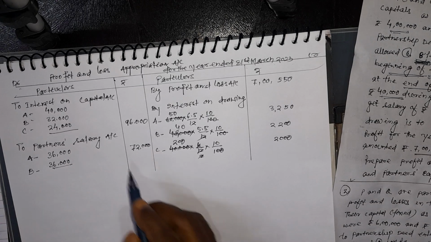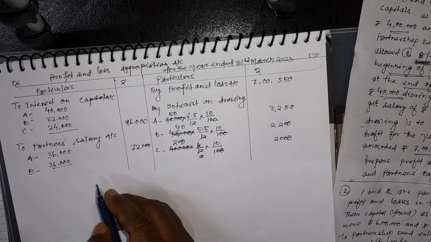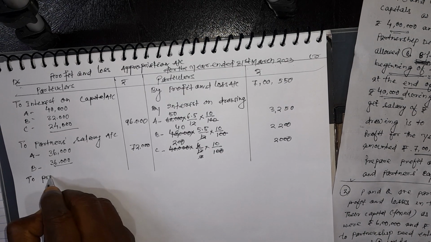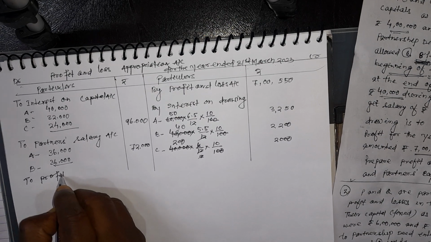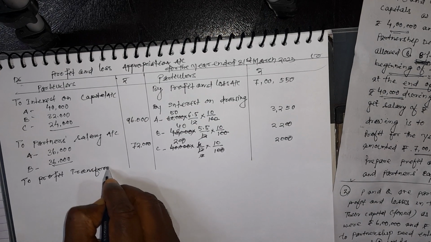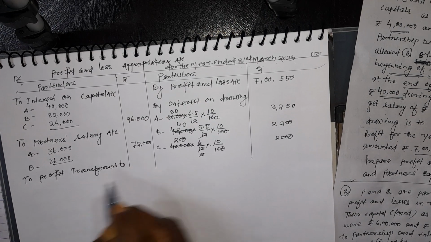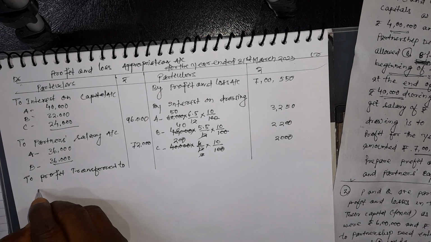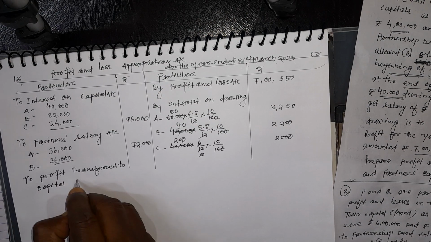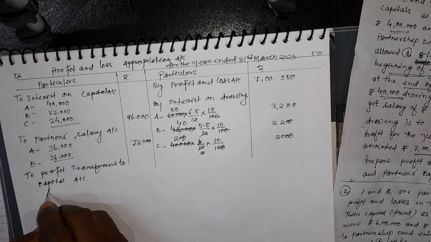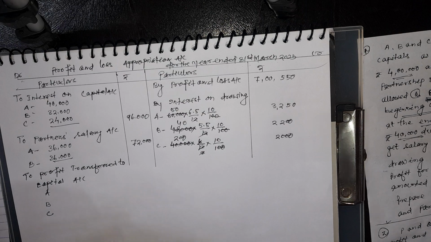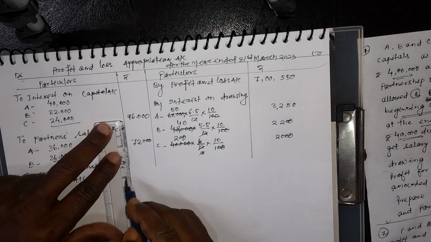Clear? Now we have to find out the profit transferred to partners' capital account. The balancing figure, you write: profit transferred to partners' capital account. Then you will write capital account separately, A, B, C. Clear? So first, let me draw the line.